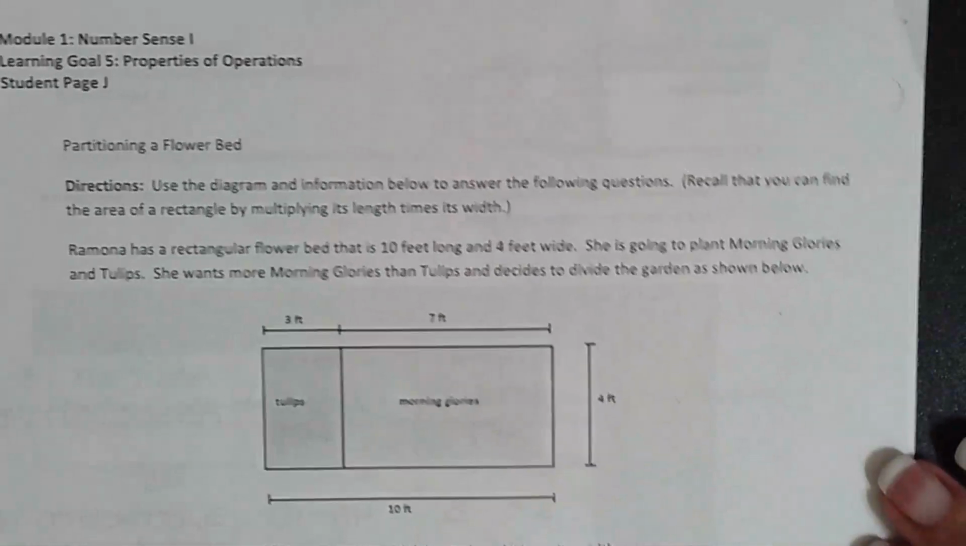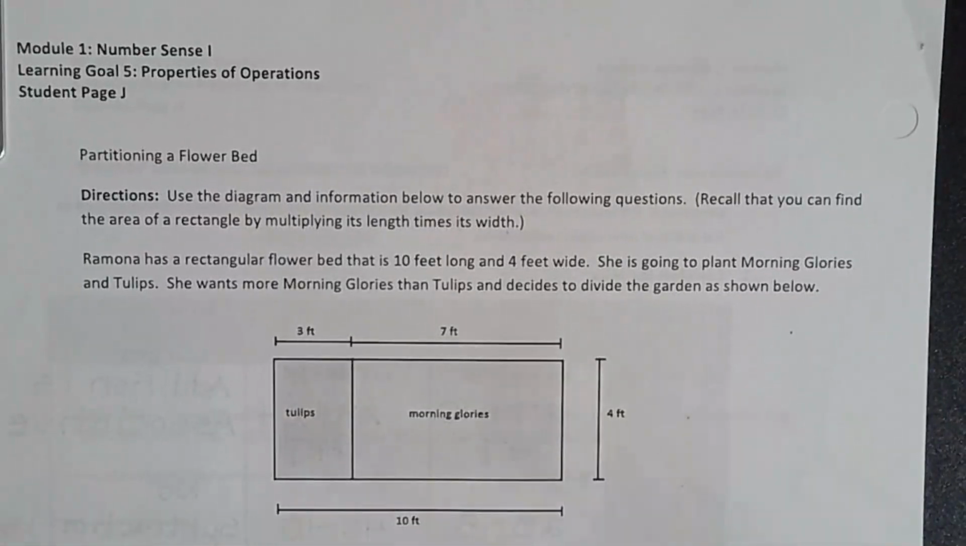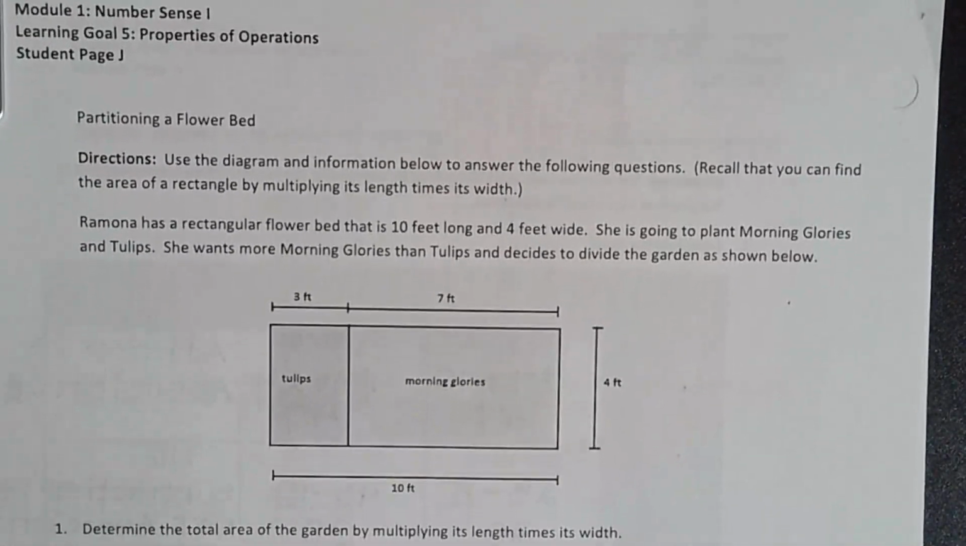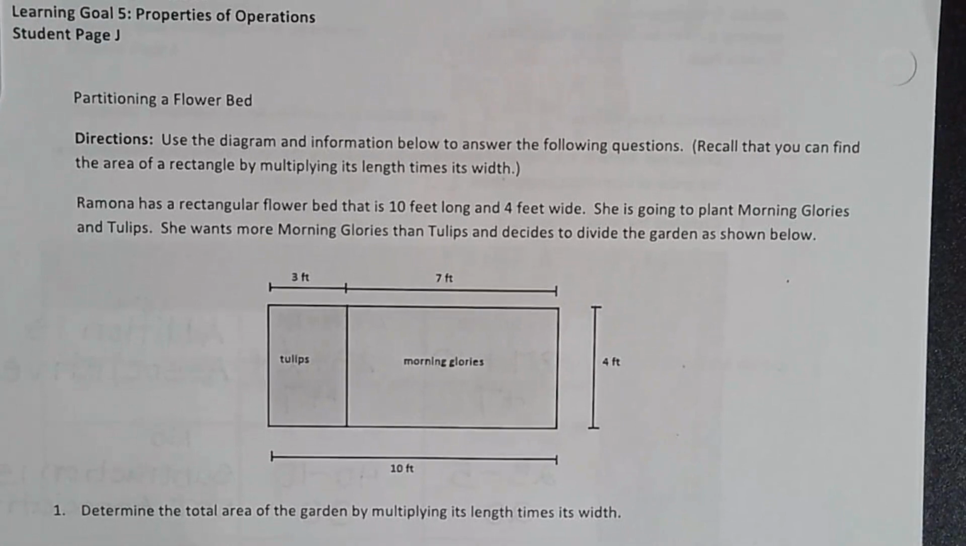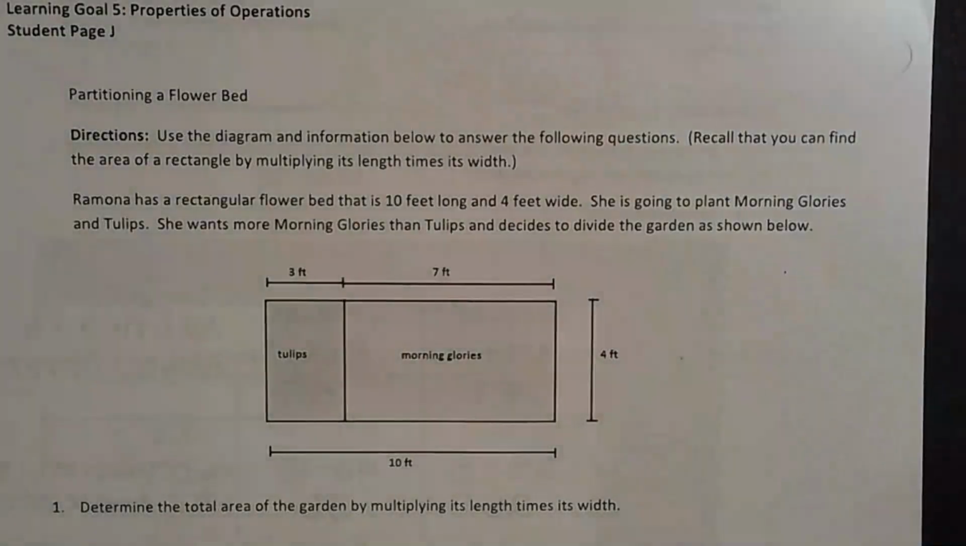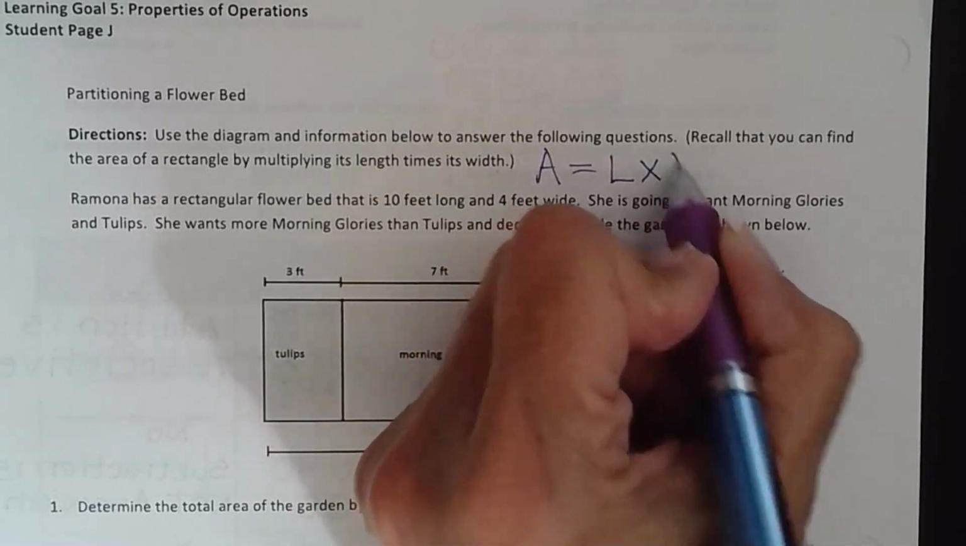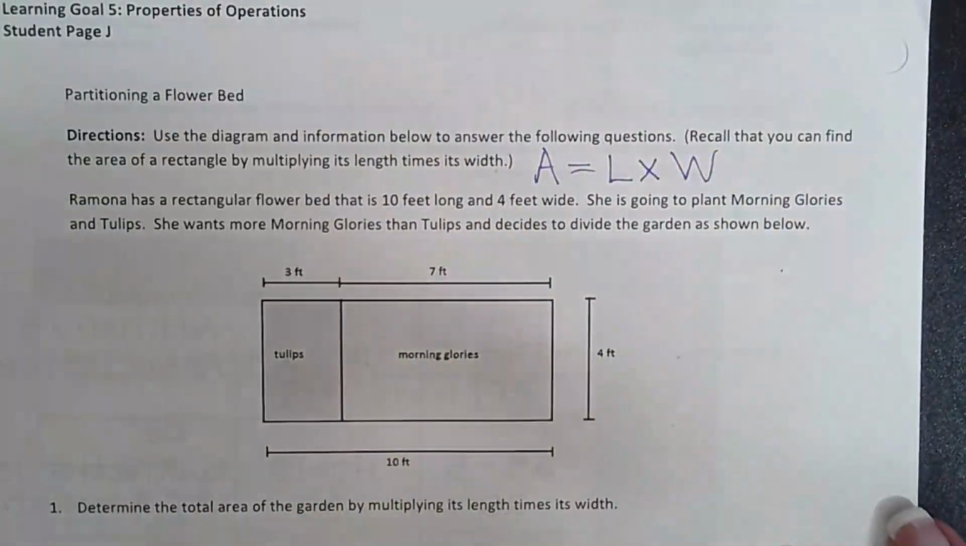Okay, one last page. Okay, partitioning a flower bed. That means breaking it up into pieces. Use the diagram and information below to answer the following questions. Recall that you can find the area of a rectangle by multiplying its length times its width. So we had that in a previous video. Length times width is how we find the area of a rectangle.